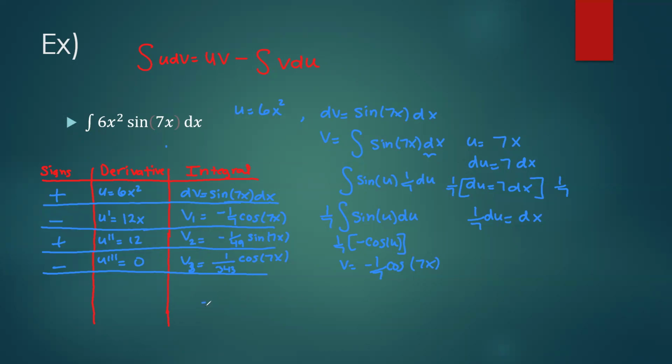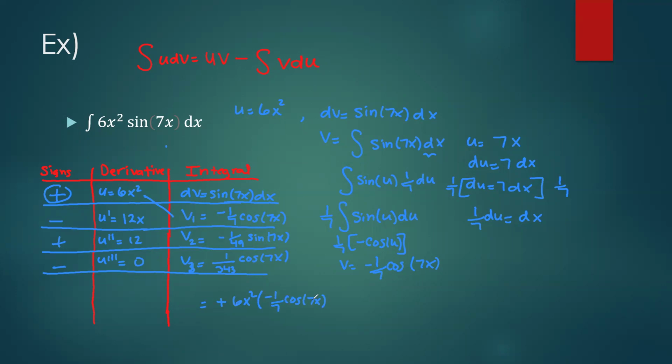So how you do this is, you look for the sign. Our first sign is positive, so our first term is going to be positive. And then what you do is multiply your u by the second term of your integral. So basically you're going diagonally. You're multiplying 6x squared, which is your u, by the v1. So that's going to be 6x squared, and then your v1 is negative 1/7 cosine 7x. Okay.